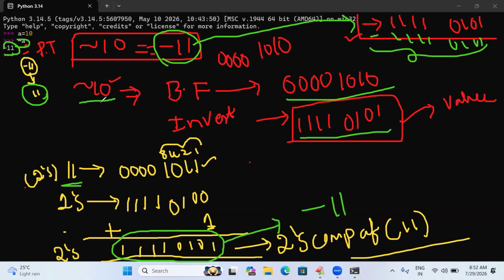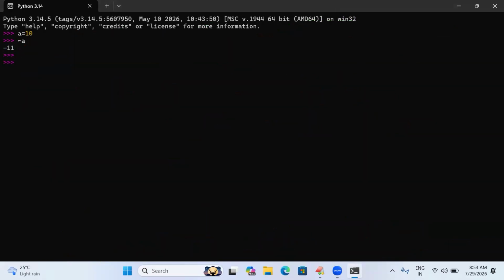So if we do negation of 10, we get the same result. If we do the 2's complement of that 11, we get this same answer. So that is the reason the negation of 10 and minus 11 are both equal. Hence proved, right? So similarly, if we take A is equal to 0 and negation of that A, the output is going to be calculated first. So negation of 0 is minus 0 minus 1, which is going to be minus 1, right?